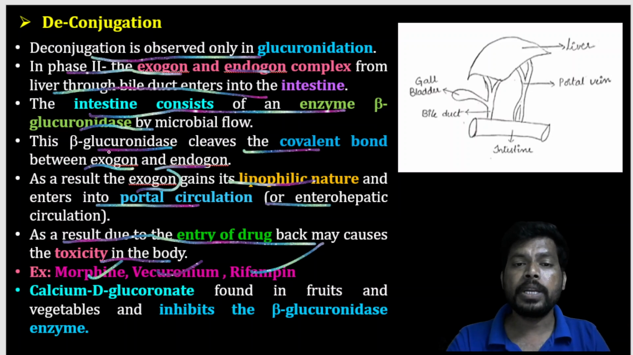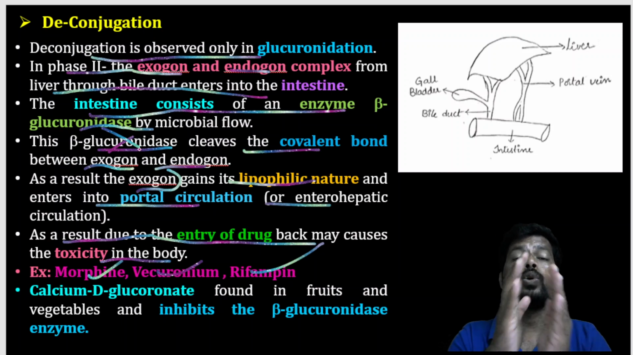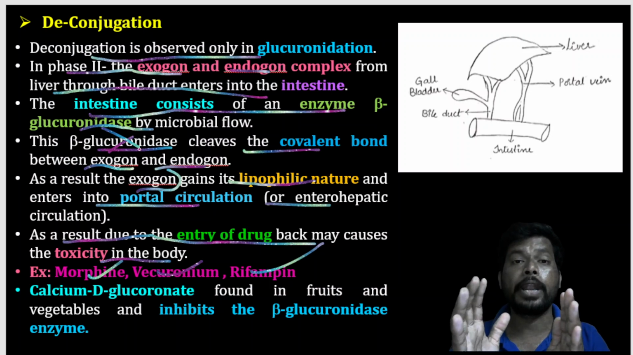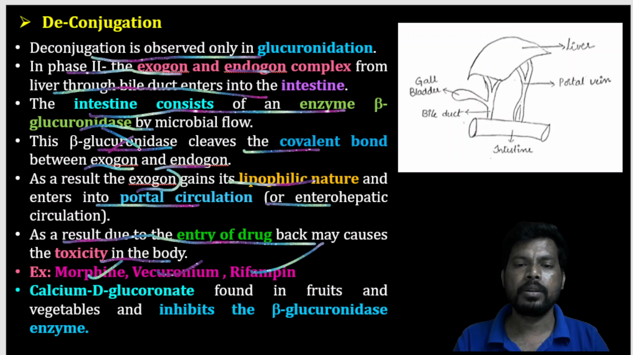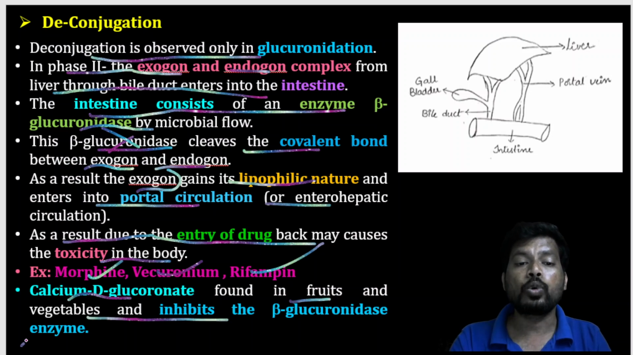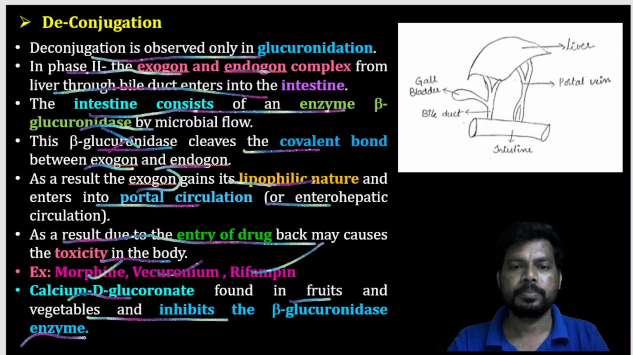If this beta glucuronidase enzyme is inhibited, then there is no separation of the exogen and endogen. This leads to elimination of this complex through the urine or bile to the outside of the body. Calcium D-glucuronate, or calcium D-glucaric acid, found in fruits and vegetables, inhibits the beta glucuronidase enzyme.